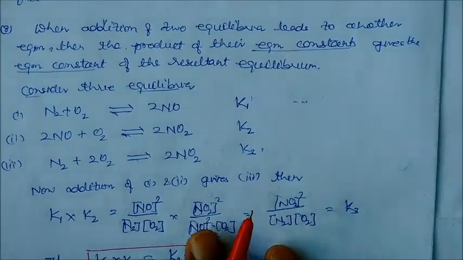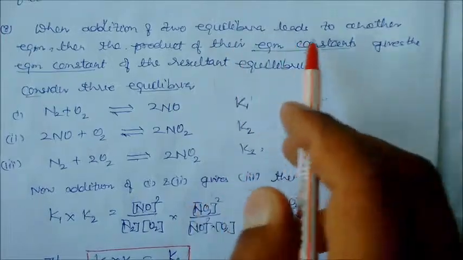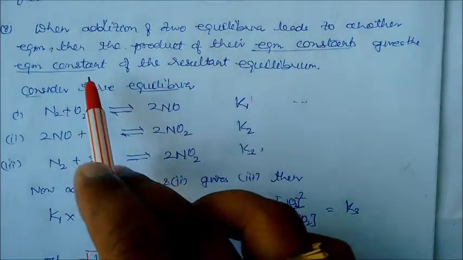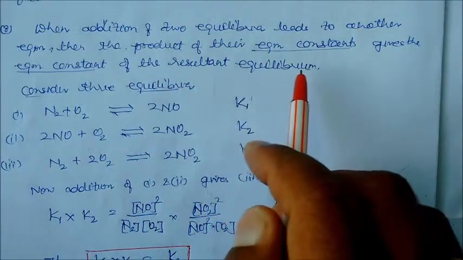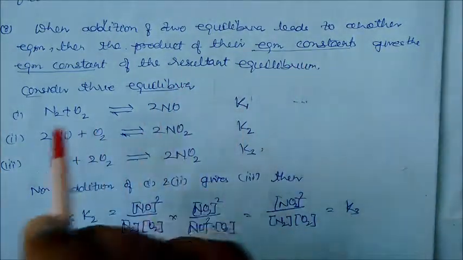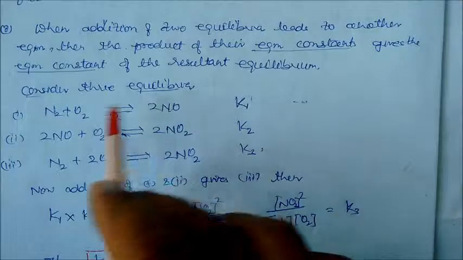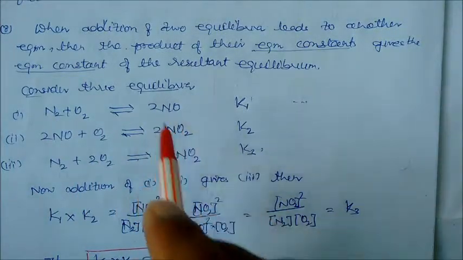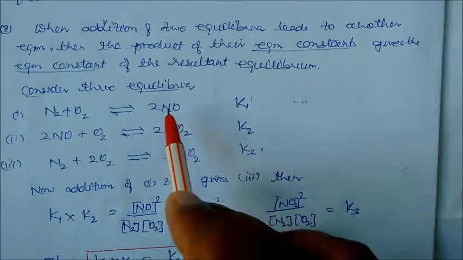Next point: when the addition of two equilibria leads to another equilibrium, then the product of their equilibrium constants gives the equilibrium constant of the resultant equilibrium. Let us see how, with these examples. Here I am taking three equilibria. One is nitrogen plus oxygen, which gives two molecules of nitric oxide.